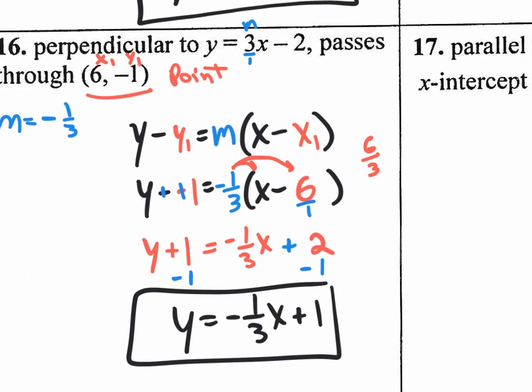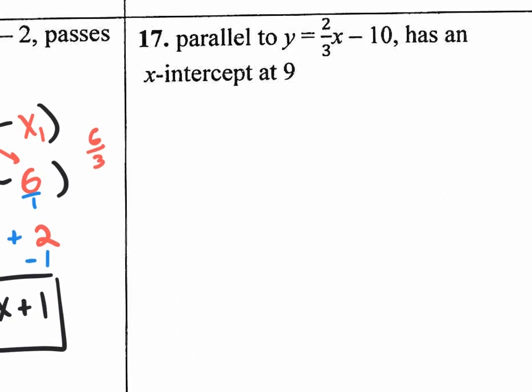Moving on to 17. Number 17, it says that our line is going to be parallel to this line. So indirectly, they're telling us the slope. What's our slope? That's right, 2/3. And it says it has an x-intercept at 9. So they're not giving us the b value. I mean, on some questions, I will say y-intercept is 9, and you'd have the b equals 9, you'd be done, y equals mx plus b. But it's x-intercept, so indirectly, they're giving you a coordinate.